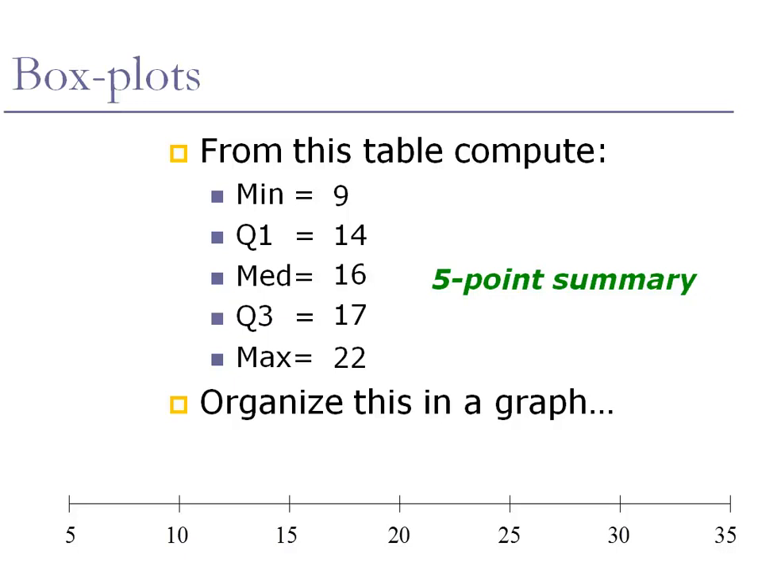Now let me quickly recap how we construct these box plots. First of all, we compute the 5-point summary, and then we look at the minimum, locate it on the ruler, and mark down the position of that minimum. And then we do the same thing with the first quartile, with the median, with the third quartile, and with the maximum.